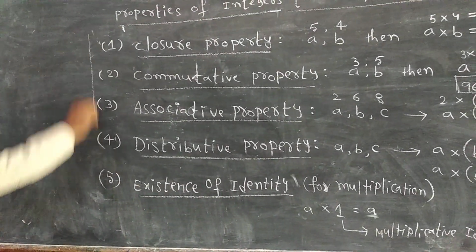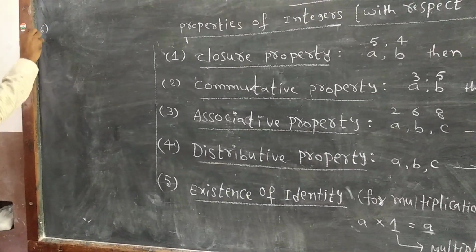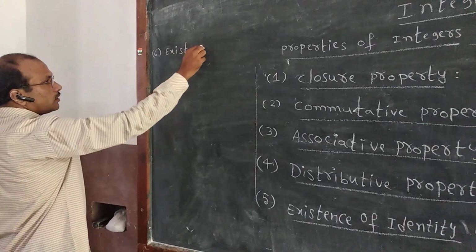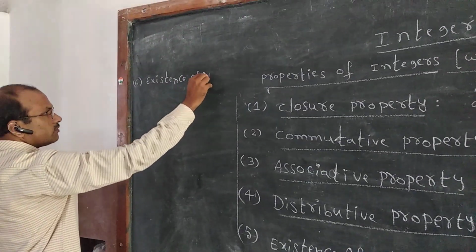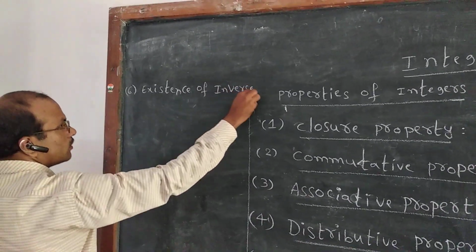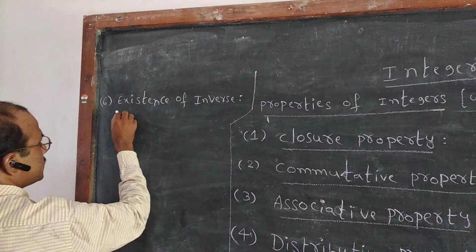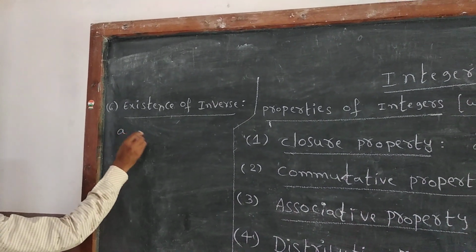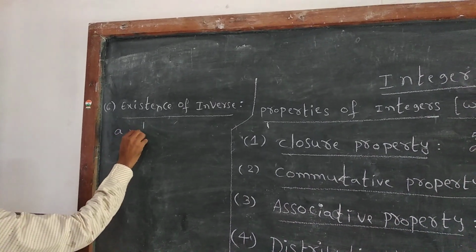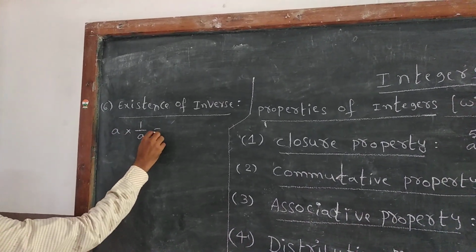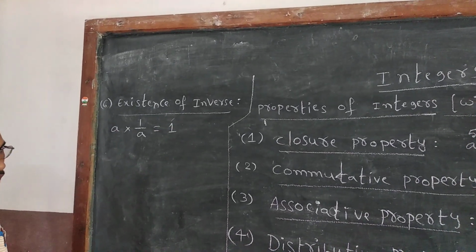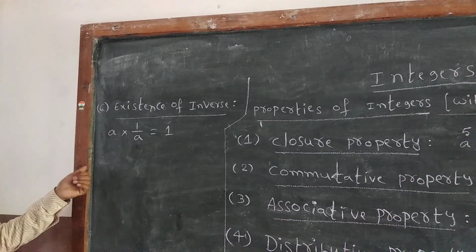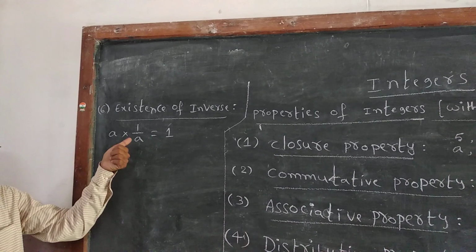Now, the sixth property, which is existence of inverse. Existence of inverse for multiplication. Suppose there is an integer a and there is another number, 1 by a, so that a into 1 by a will be equal to 1. Then we say 1 by a is the multiplicative inverse for a. Same way, a is the multiplicative inverse for 1 by a.